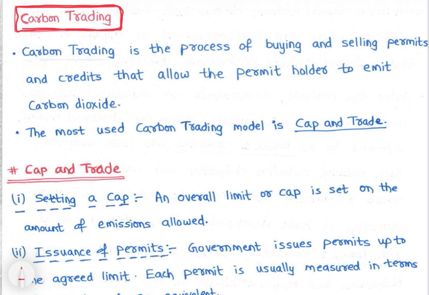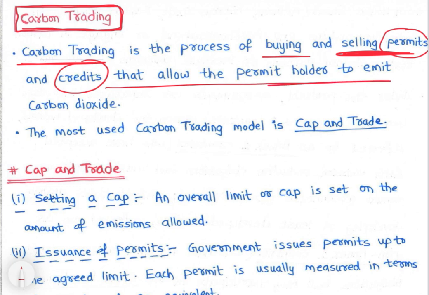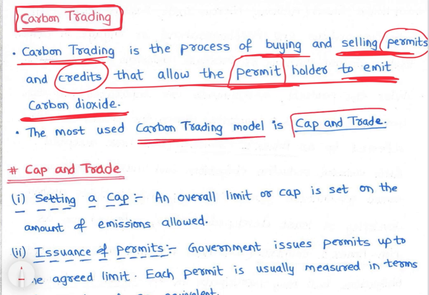Carbon trading is the process of buying and selling permits and credits that allow the permit holder to emit carbon dioxide. So if you have a permit, carbon trading is the process of buying and selling a permit that allows the permit holder to emit carbon dioxide. We'll understand it. The most used carbon trading model is the cap and trade model.